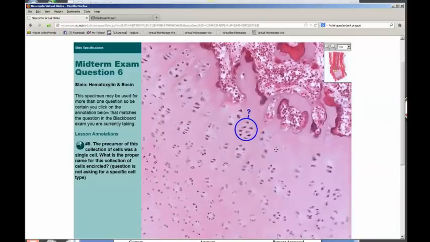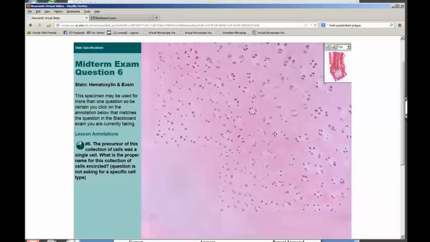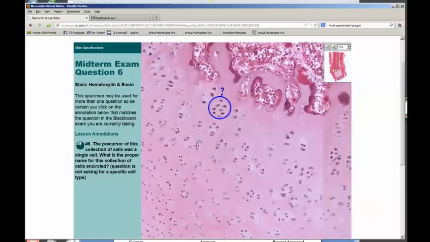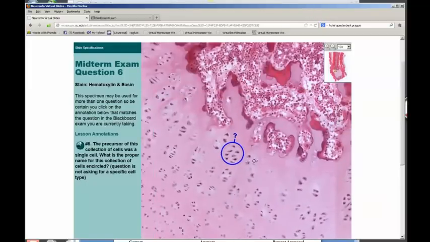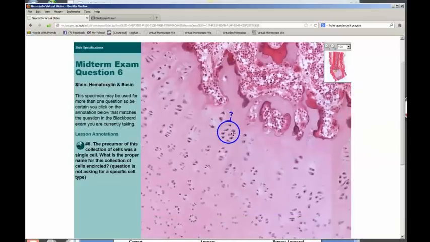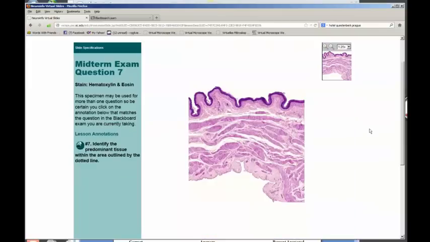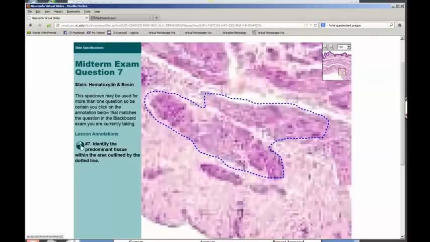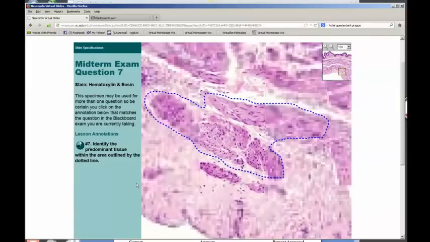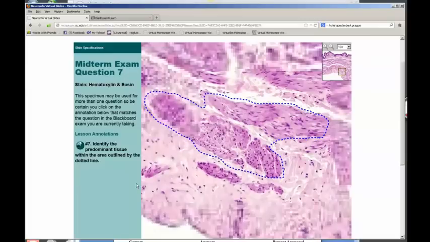If you move down here, you'll see the cartilage is dividing in this direction. So this is an isogenous group, and all of these chondrocytes came from one chondrocyte that was dividing. The next question is question 7. Question 7 is: identify the predominant tissue within the area outlined by the dotted line.